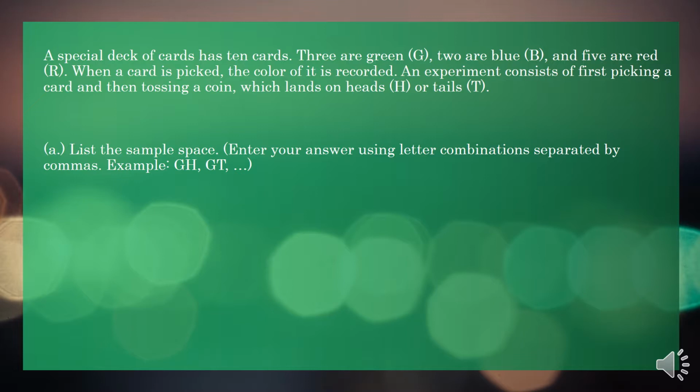The first thing we need to do is list the sample space. This is where we list all the possible combinations that could happen during this experiment. They actually give us a hint. It says example GH, GT, that means green heads, green tails. So that's the first 2 of our sample space. They told us that the cards could also be blue, so we have blue heads and blue tails. And then we also have red cards, so we could have red heads or red tails.